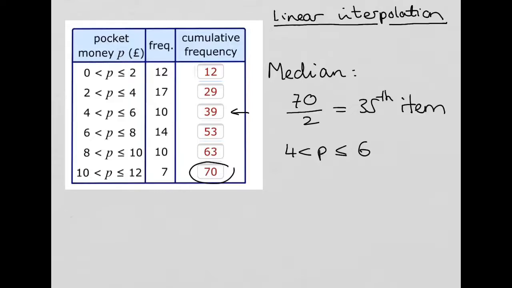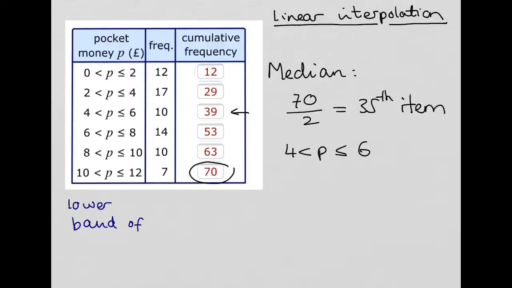The idea is we're going to be looking within this group, and we're going to try and calculate roughly how far into that group the 35th value is. And we end up with a slightly unusual, very big formula. It's all words, and you're not given it in the exam, so it's something to remember.